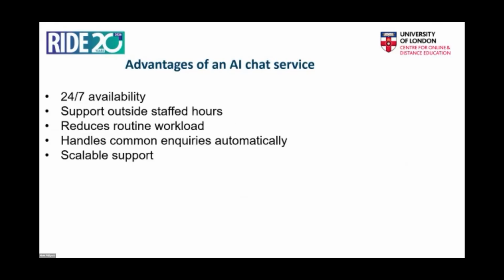A quick summary of the advantages of the AI chat service. It's available 24/7 and provides support outside of working hours, which is particularly valuable for institutions with a global student body, like the University of London. And it also reduces the workload of library staff by handling frequently asked questions, so that it gives us a bit more time to focus on the more complex inquiries that require expertise.